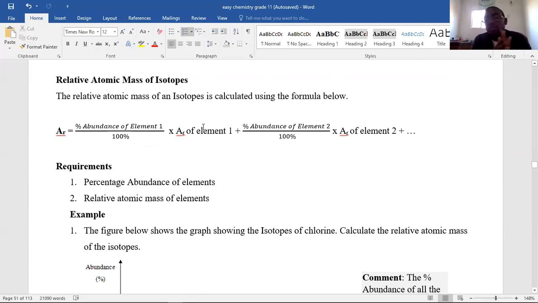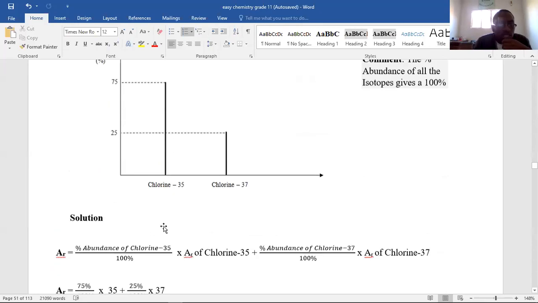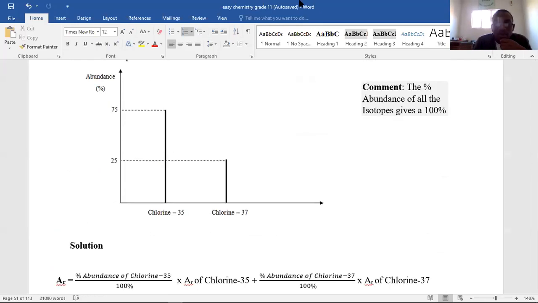So we have what we call the relative atomic mass of isotopes. Using the mass spectrometer, you run a certain sample of an element. For example, the common one is chlorine. When you run chlorine in the mass spectrometer, you're going to get two isotopes: chlorine with a mass of 35 and chlorine with a mass of 37. So basically that is what we are looking at here.